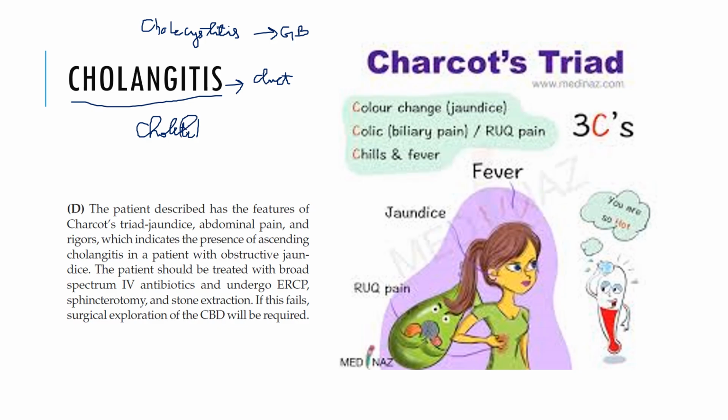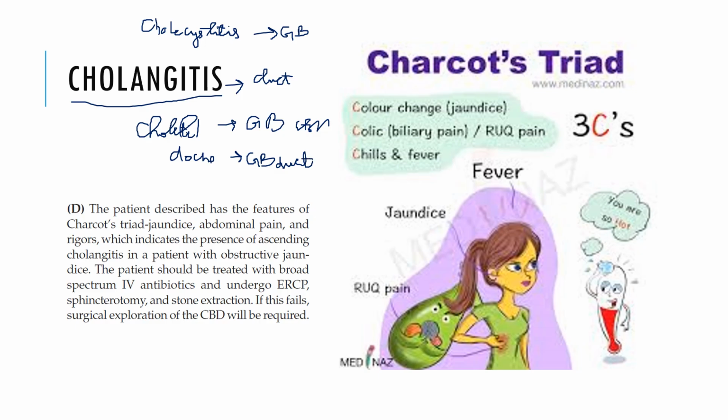Cholelithiasis means gallbladder stone. Gallbladder stone. What about choledocholithiasis? So doco means duct, right? So that means stone in the gallbladder duct. Gallbladder duct stone. Lithiasis means stone. Doco means duct. So gallbladder duct stone.